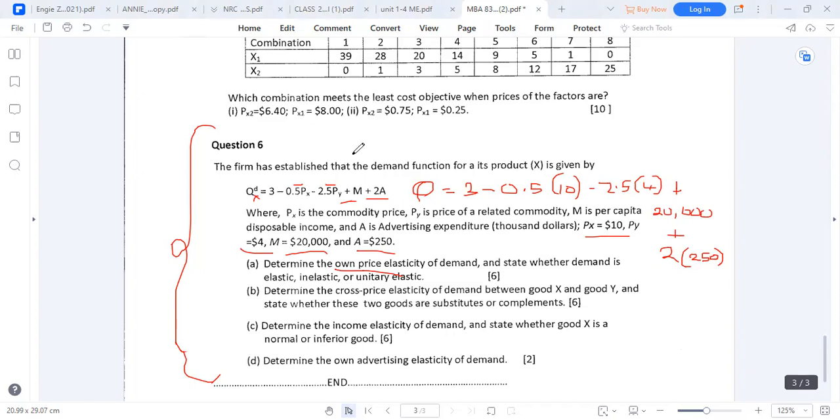20,553. Come again? 20,553. 553. Confirm? Are we all agreeing? So this is 500 and this is 20,000. So 20,500. So we compute this.